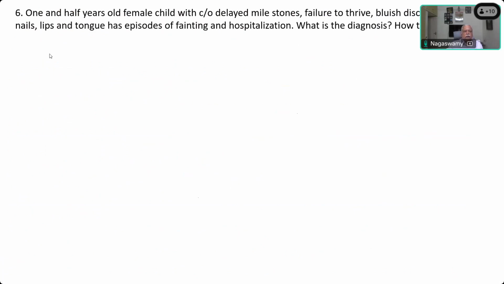Now the next scenario is a 1.5 years old female child with delayed milestones, failure to thrive, bluish discoloration of nails, lips, and tongue, and episodes of fainting and hospitalization. What is the diagnosis? How to treat it? Cyanotic heart disease. Okay. The possible diagnosis is tetralogy of Fallot.